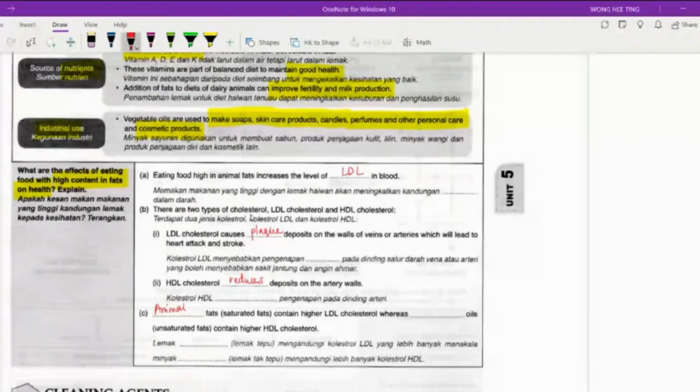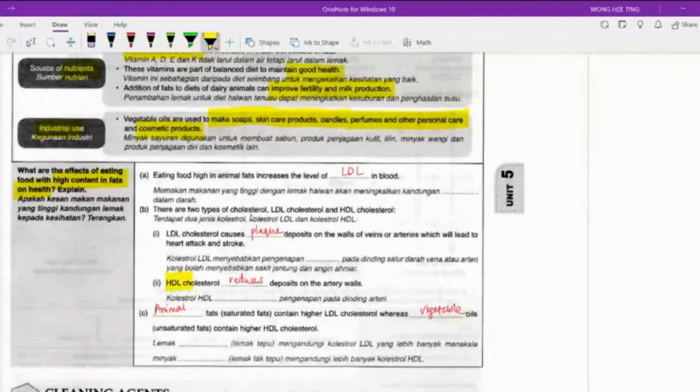Saturated fats contain higher LDL cholesterol, whereas vegetable oil, unsaturated fats, contains higher HDL cholesterol. So in other words, which one is better compared to the other? Animal fats or vegetable oil? Vegetable oil is a bit better.